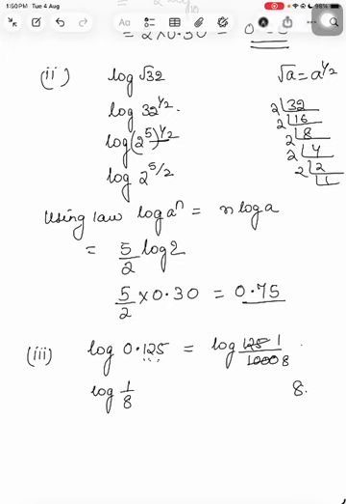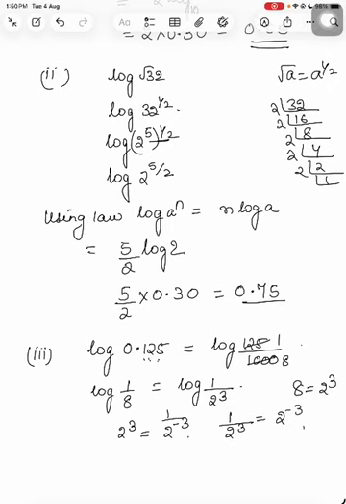How can you write 8? 8 is 2 raised to the power 3. So this will become log 1 by 2 raised to the power 3. And in exponent, what we know? We know that 1 by 2 raised to the power 3 is equal to 2 raised to the power minus 3. So what happens in exponent?